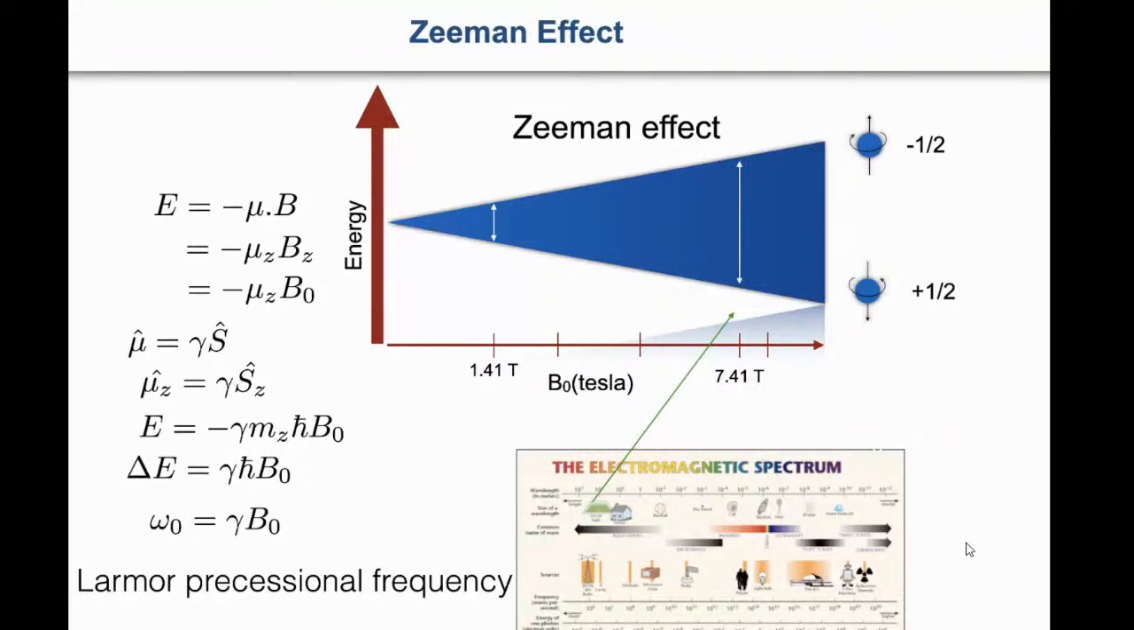Now we have to imagine what 1.41 tesla is. The Earth's magnetic field is around 60 microtesla, the maximum you can reach on the surface, while here it is 1.41 tesla. That is about 10 million times bigger, a crore difference. 1.41 tesla is among the biggest MRI magnets that you can have. 7.41 tesla would be a 300 megahertz NMR.